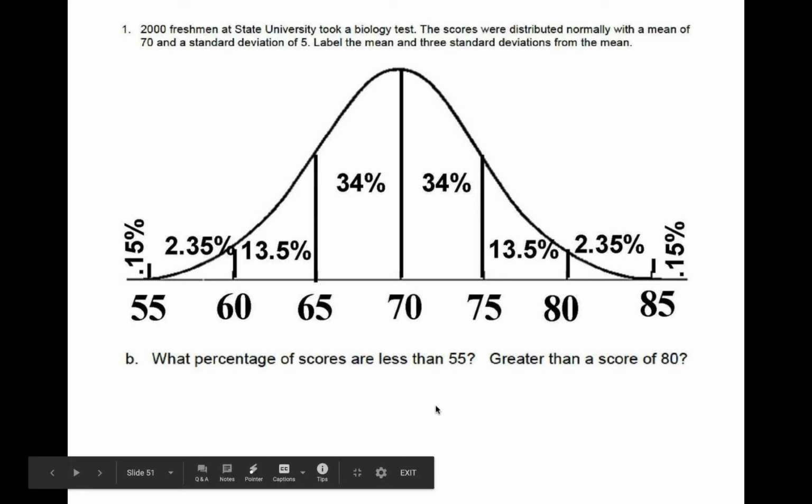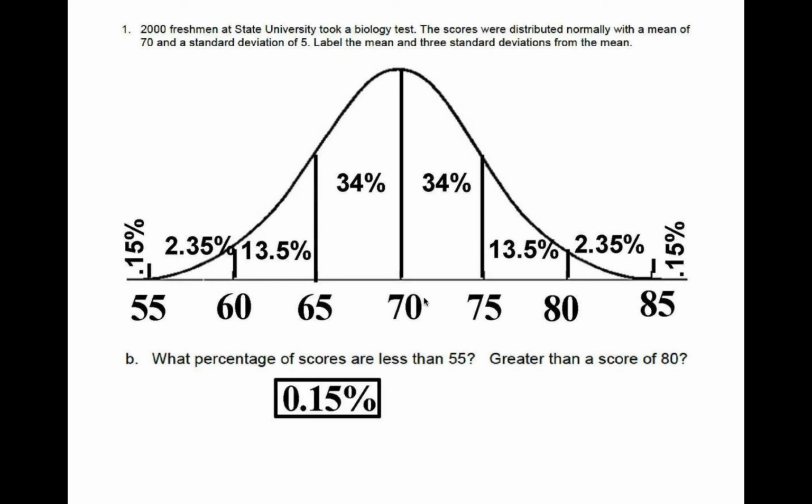Part B says, what percentage of scores are less than 55? Well, that would be 0.15%. If it's greater than a score of 80, it'd be 2.35% plus 0.15%. So that's 2.5%.